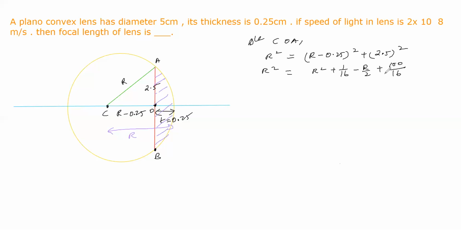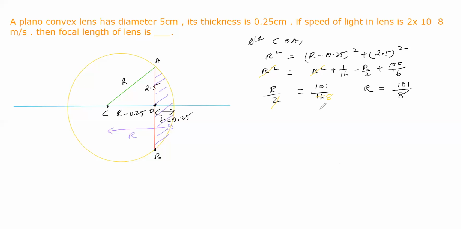Now here we can cancel this r square on both sides. After cancelling r square, we bring r by 2 to the left side, so r by 2 is equal to 101 by 16, by taking LCM as 16. From this, by cancelling the 2, we get 8, so the radius of curvature is equal to 101 divided by 8. So we found the radius of curvature.